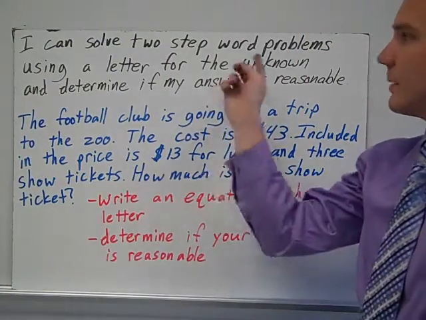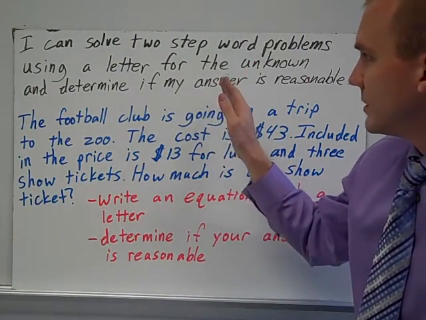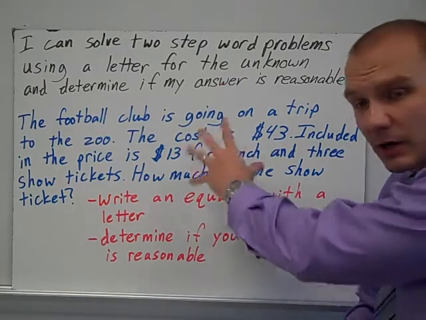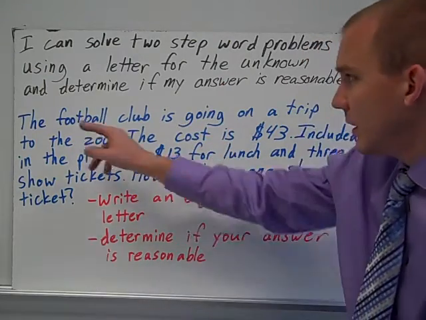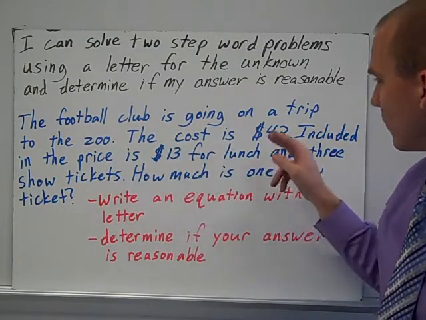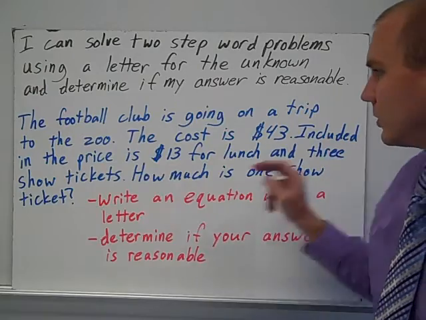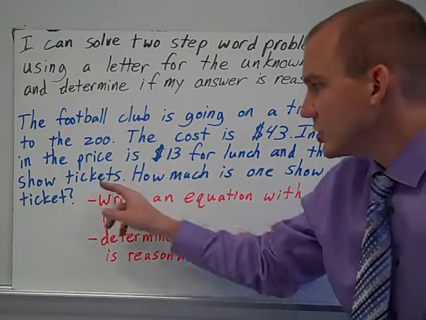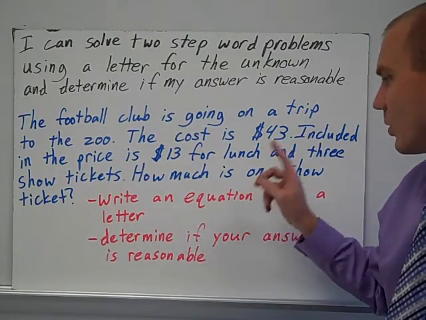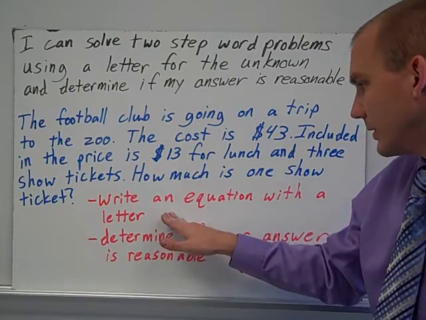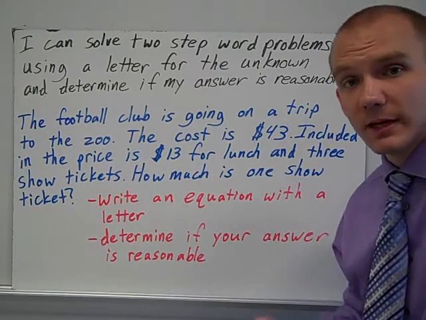I can solve two-step word problems using a letter for the unknown and determine if my answer is reasonable. All right, this problem should look familiar. The football club is going on a trip to the zoo. The cost is $43. Included in the price is $13 for lunch and 3 show tickets. How much is 1 show ticket? I want you to write an equation with a letter and determine if your answer is reasonable.